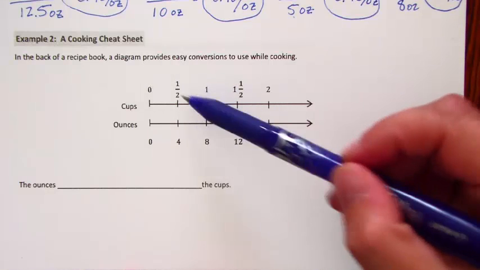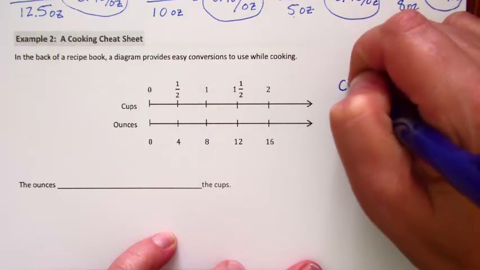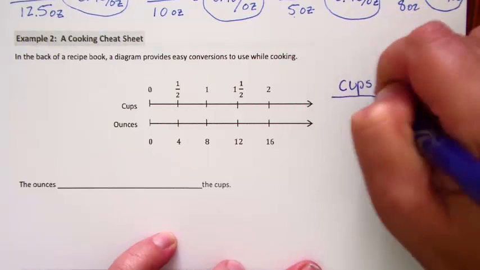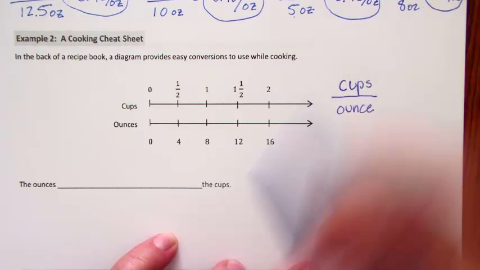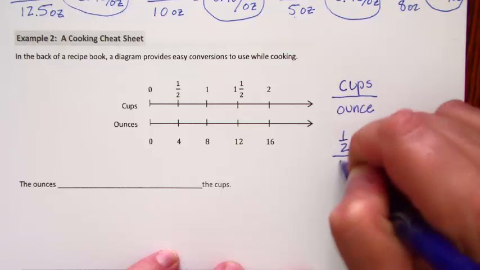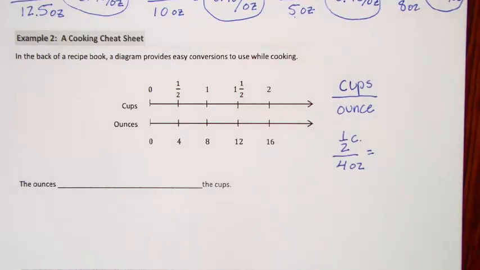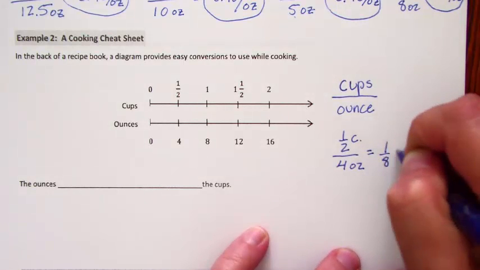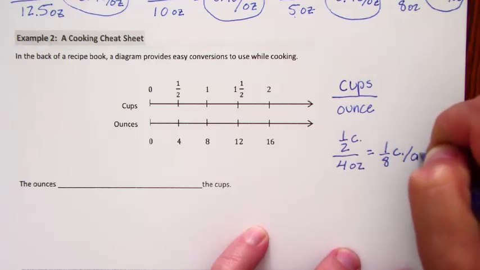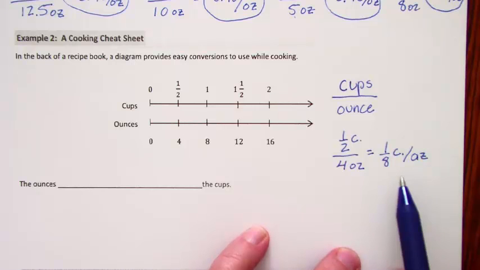Next, we can check cups per ounce. So in all of these, we're going to do cups per ounce. So first, we have 1/2 of a cup is 4 ounces. If we do our division, 1/2 divided by 4, that's going to be 1/8. 1/8 of a cup per ounce. That means that every 1/8 of a cup is 1 ounce, or every 1 ounce is 1/8 of a cup.